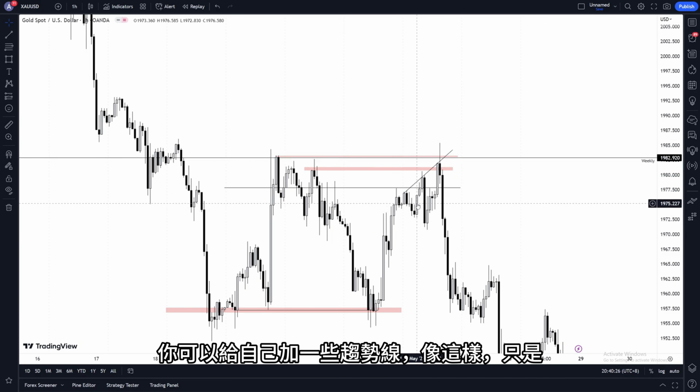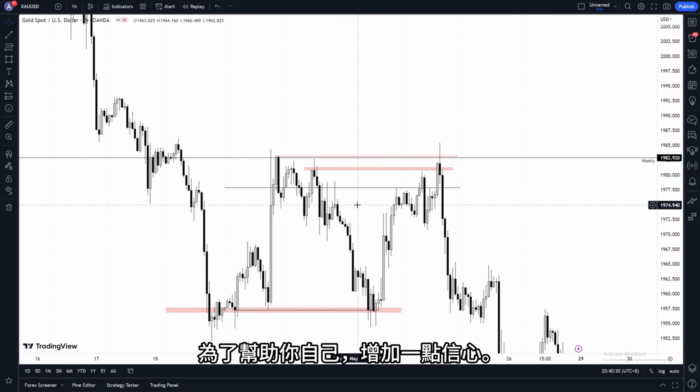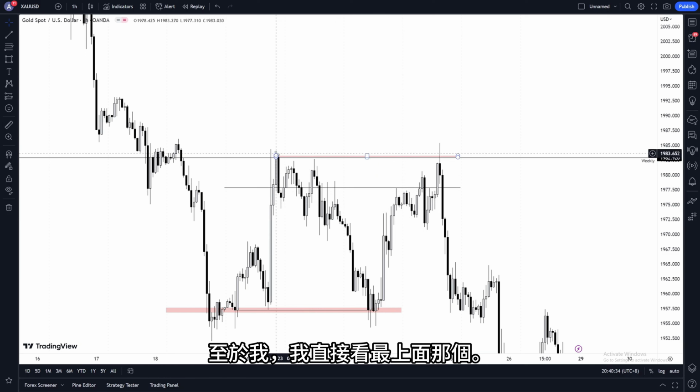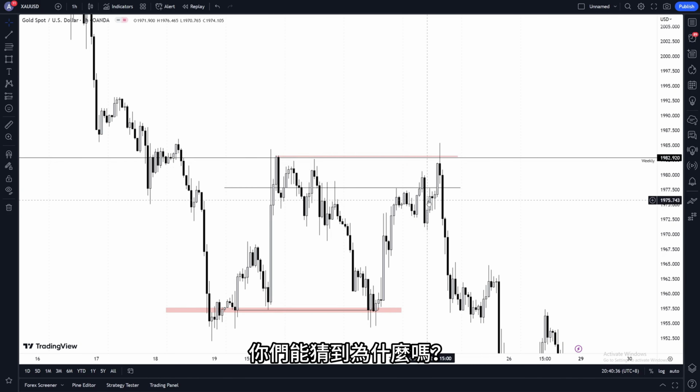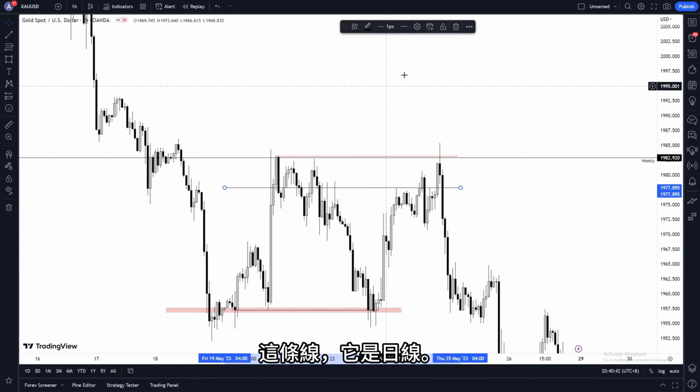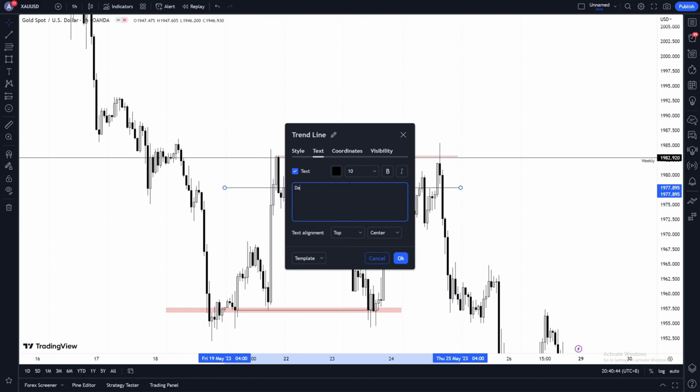Just like that, you can add yourself some trend lines, something like this, just to add a bit more confluence. You will never know exactly which one. Now for me, I went straight for the top, and can you guess why? I went straight for the top one. This is a daily, guys. Remember this line right here, take a look at this line, it is a daily fact.